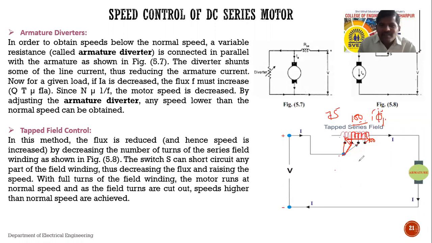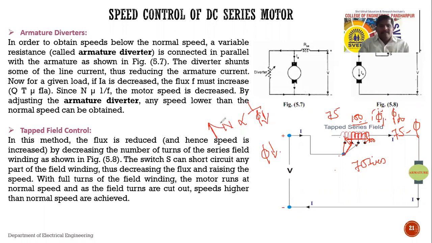Suppose these turns are nothing but 75% turns, or it may be 70 number of turns. If 100 number of turns is there initially, it will produce flux phi1. If I reduce the number of turns, that means 75 turns, whether flux reduces or increases? The number of turns is reduced, so what about phi flux? Reduces. Okay, right? So flux phi will reduce, and if flux phi reduces, according to this equation, En is directly proportional to 1 upon phi. If phi reduces, the speed of the motor will increase, right?